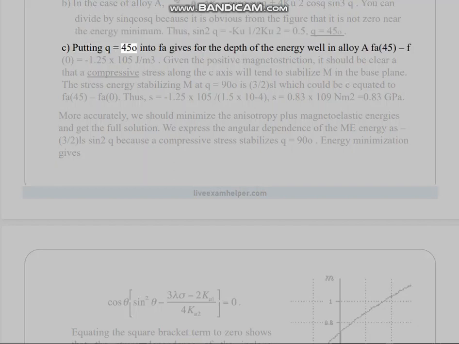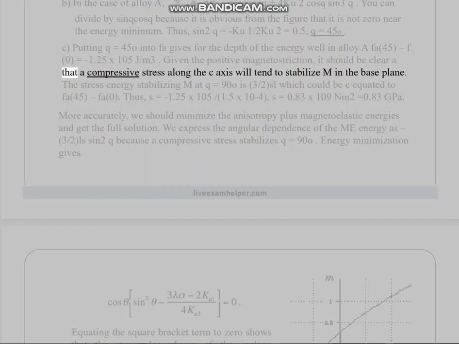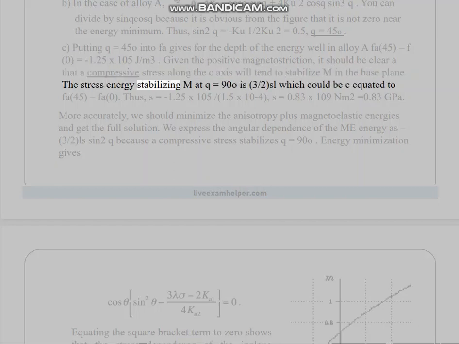C. Putting theta equals 45 degrees into Fa gives for the depth of the energy well in alloy A, Fa(45) minus F0 equals minus 1.25 times 10^5 J/m3. Given the positive magnetostriction, it should be clear that a compressive stress along the c-axis will tend to stabilize M in the base plane. The stress energy stabilizing M at theta equals 90 degrees is 3/2 lambda sigma, which could be equated to Fa(45) minus Fa(0).